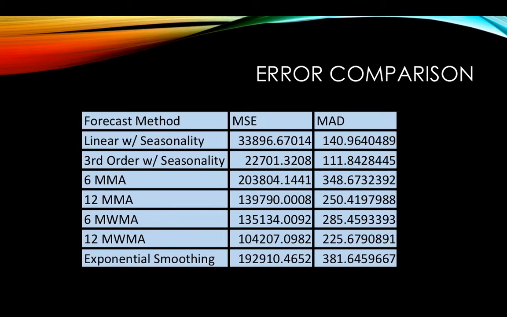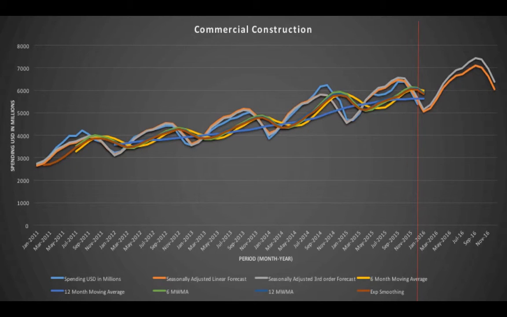the 2016 values. Looking at the graph again, you can just see with the moving averages and weighted moving averages and exponential smoothing, they're just really all over the place and definitely away from the light blue line, which is the actual spending, and it's just really hard to predict that far into the future.